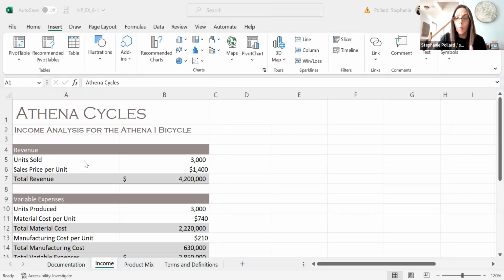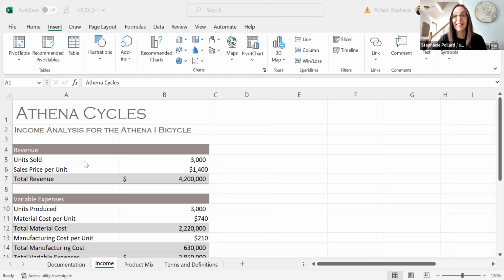So we are making a big assumption here, and this is in your text as well. The assumption is that Athena Cycles sells pretty much everything they produce. They've got it down really well, where they have a very strong, very loyal clientele. And if they make a product, it sells. In the real world, that may not always be the case, although that's always the goal, right?